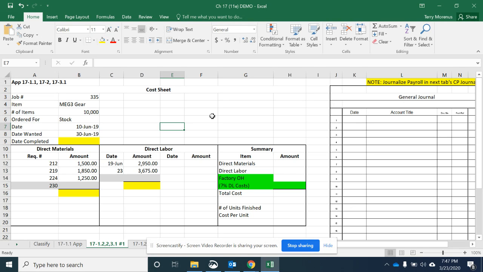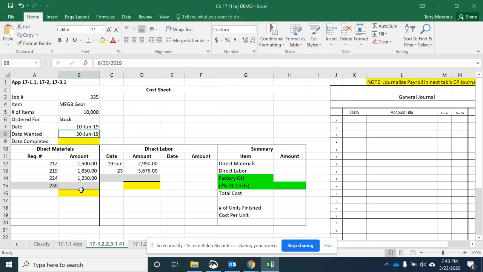So, from the start, we have raw materials, then labor and indirect labor involved, and then we'll have the total cost of what it takes to create an order of production. This is the cost sheet for gears, and it looks like our customer ordered 10,000 gears. The production was requested on June 10th, and the desired date is June 30th.